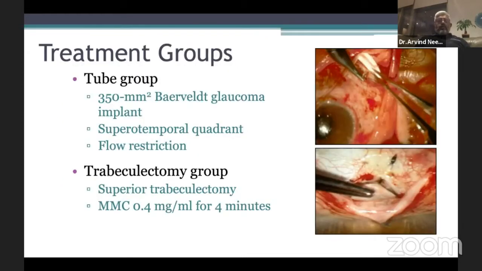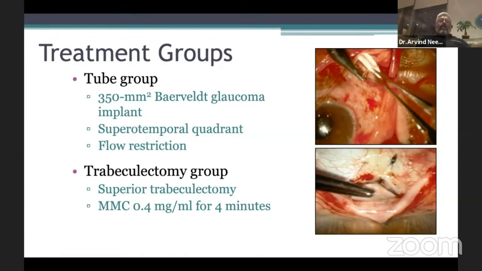Two treatment groups. Exclusively 350 millimeter square barrel glaucoma drainage tube implants were used. Now in India, you have the Aurolab Aqueous Drainage Implant available, the AADI, which is similar to the 350, so you can use a correlation towards that. All tube implants were placed in the supratemporal quadrant, and there was flow restriction to the non-valve implants. The choice of flow restriction was left to the individual surgeon.